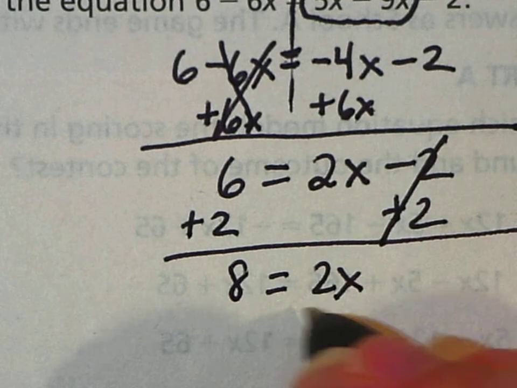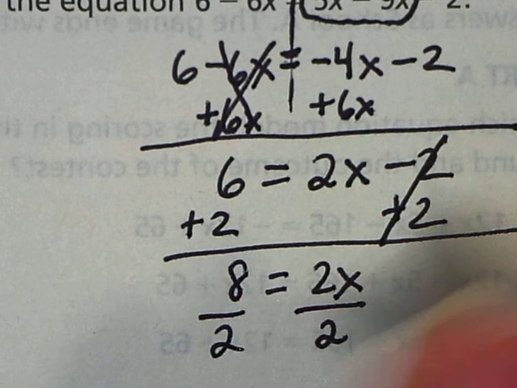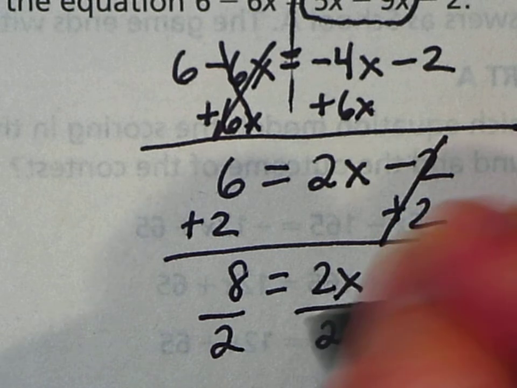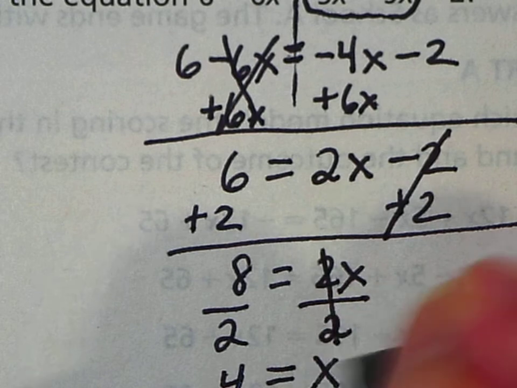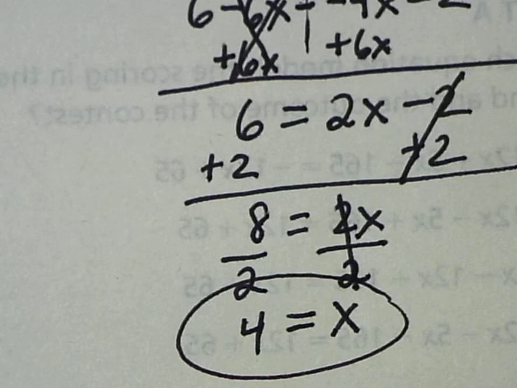8. And then I'm going to divide both sides by 2 because 2 next to x means multiply, so I'm going to do the inverse and divide. 2 divided by 2 is 1x, and then 8 divided by 2 is 4. 4 would be my final answer for x.